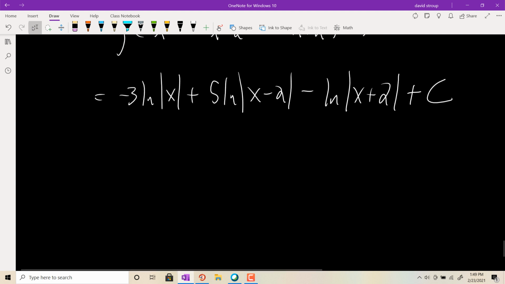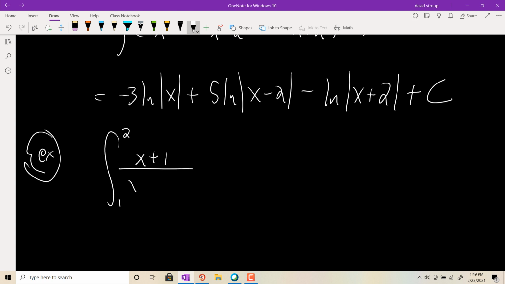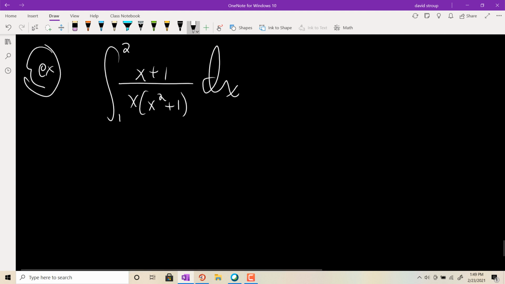Okay. Let's do one more. We haven't done a quadratic factor yet, so let's do one of those. This used to be 25. I doubt it is anymore. Just call it an example. Okay. So evaluate from 1 to 2 the integral of x plus 1 all over x times x squared plus 1 dx. Okay. So this time I will do the coefficient method again.